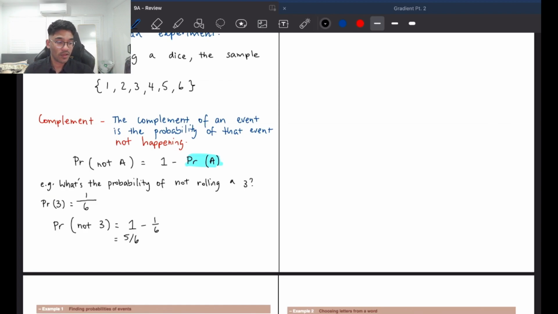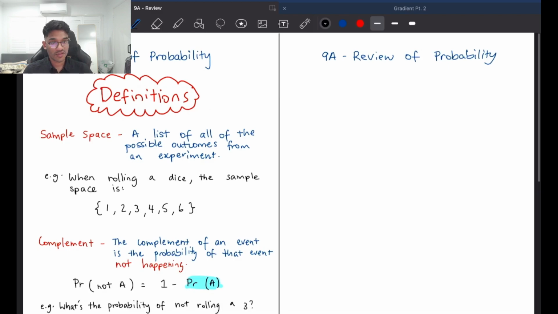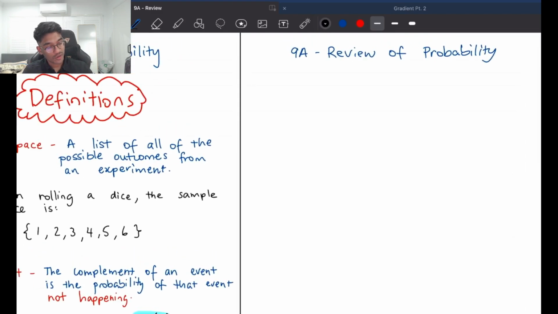Now, let's also go to the next page. And let's just do, can I zoom in? There we go. Some other important notes. So when we're talking about probability, these are things we kind of want to keep in the back of our head.